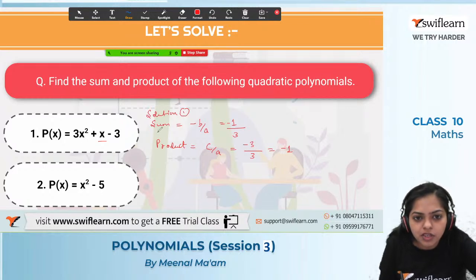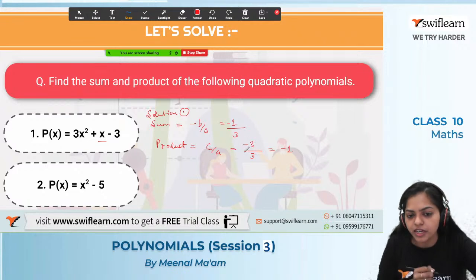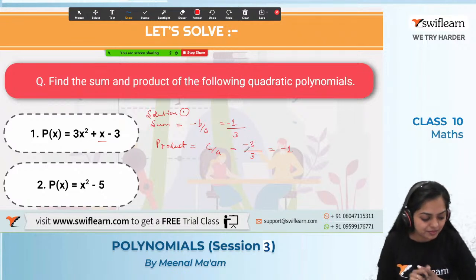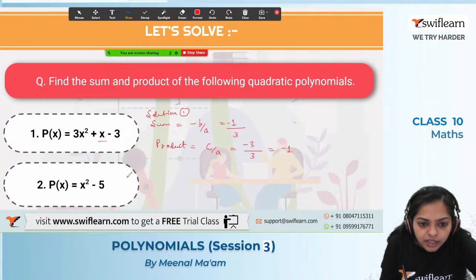What is the formula for the sum? Sum will be equal to minus b by a. So, here b is 1 and a is 3. And what is the formula for product? Product is nothing but c by a, that is constant term divided by coefficient of x square. So, minus 3 by 3, that is equal to minus 1. Got it? Okay. Let's move on to the next one.